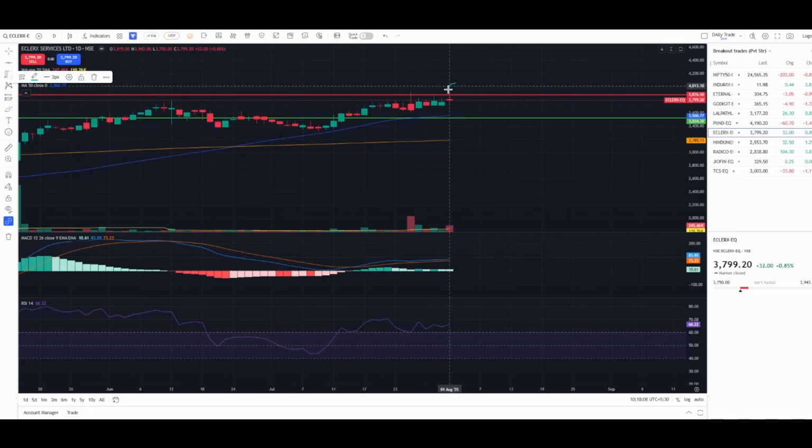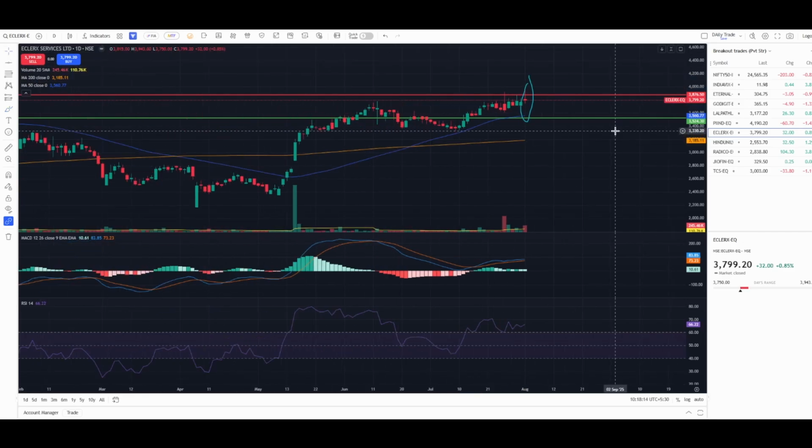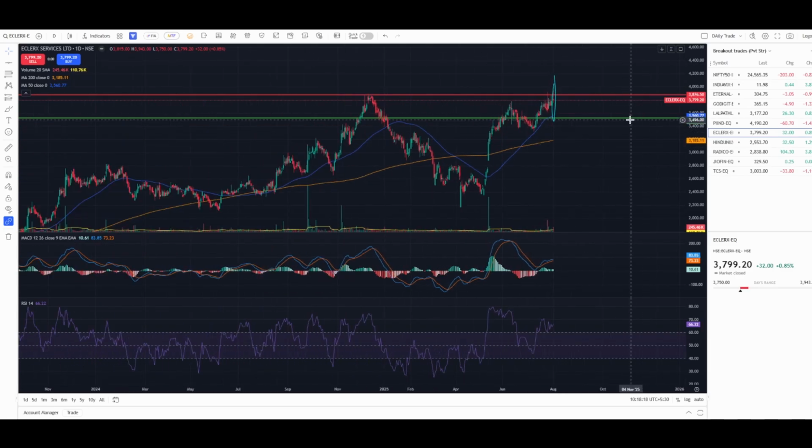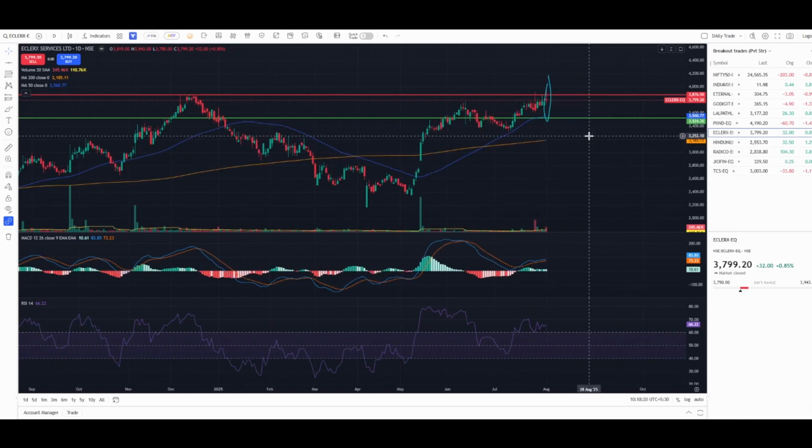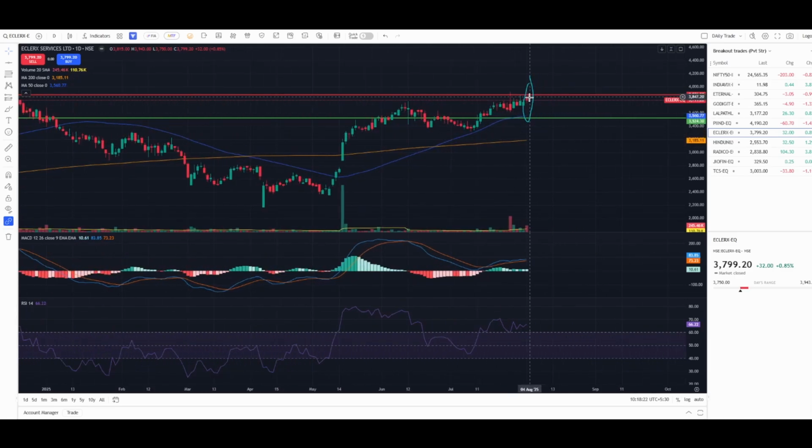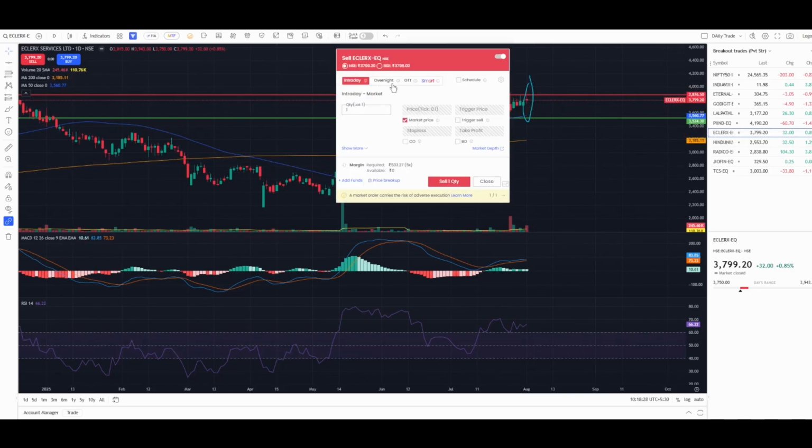Okay, so let's see. This stock is going to fall. The last push of hand was done. Sell.